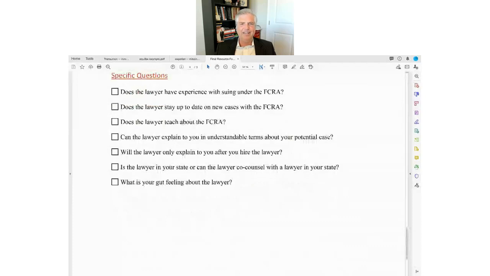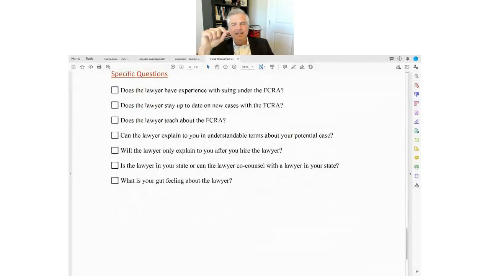And I sort of combine these two. Can they explain about your case, or will they only tell you after you hire them? In other words, is it like, well, I got this secret over here, and only when you pay me money, not that you pay money in these cases, but only when you hire me, then I'll reveal to you. Otherwise it's this proprietary secret that I have.